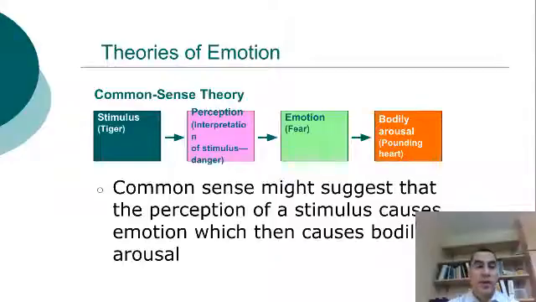So here you have a situation where maybe there's a tiger that you encounter as you're walking between North and South Campus. It looks pretty hungry. You perceive it as being a dangerous situation, knowing that tigers and humans don't often get along. You feel afraid, and then your body begins to react. We know from Unit 3, part of that reaction is a pounding heart, shortened breath. We called it the fight or flight response. So the common sense approach says that it's ordered that way: stimulus, perception, emotion, then our body reacts.